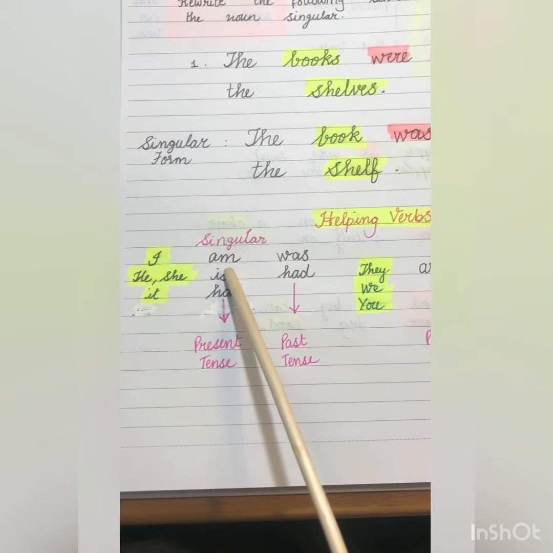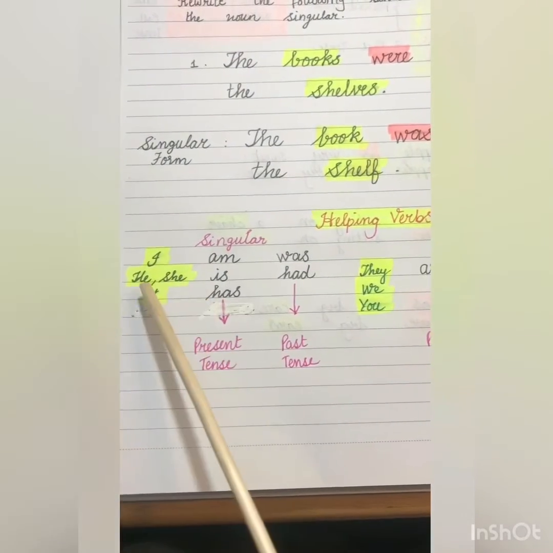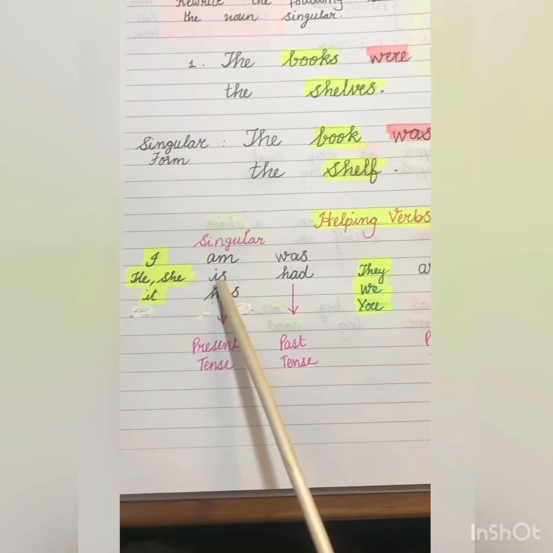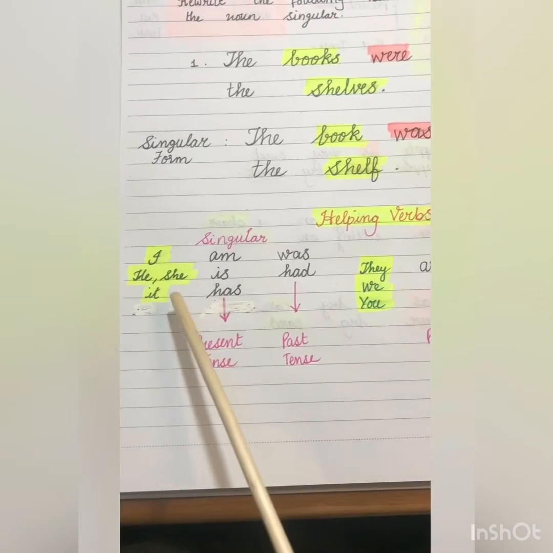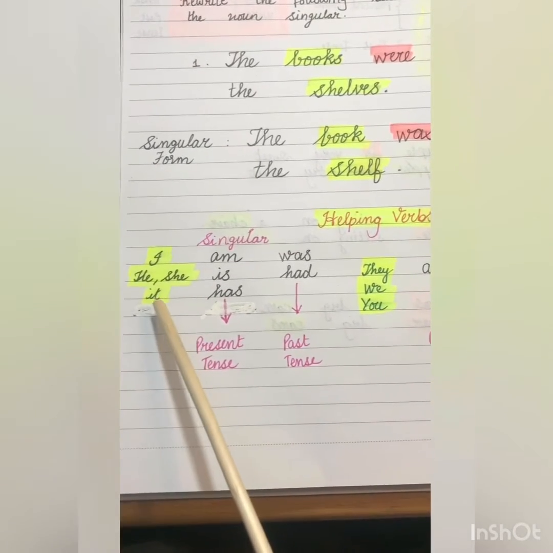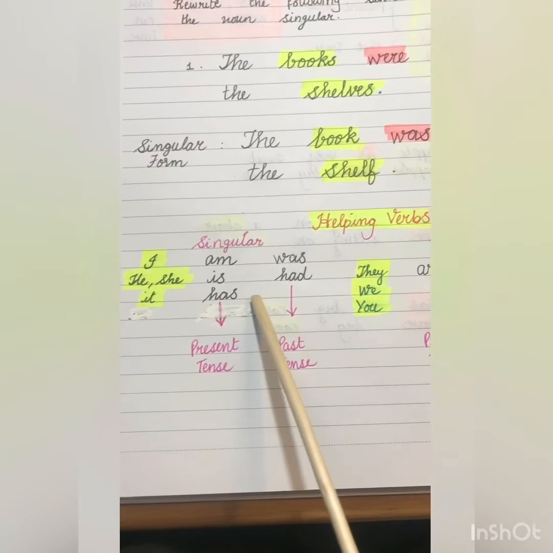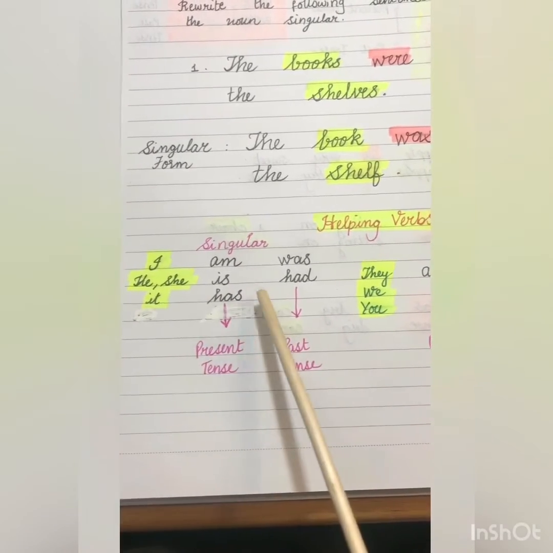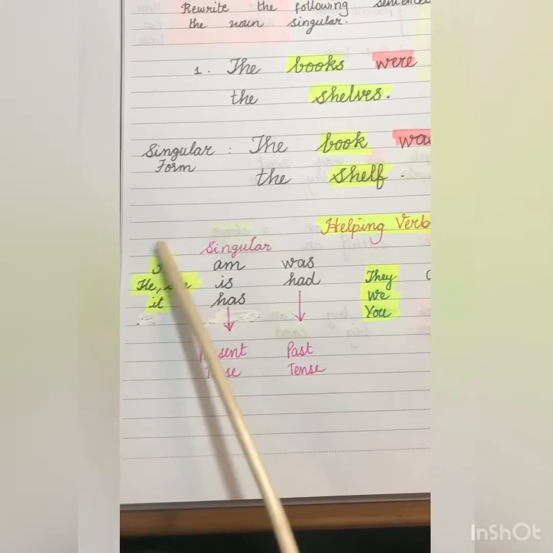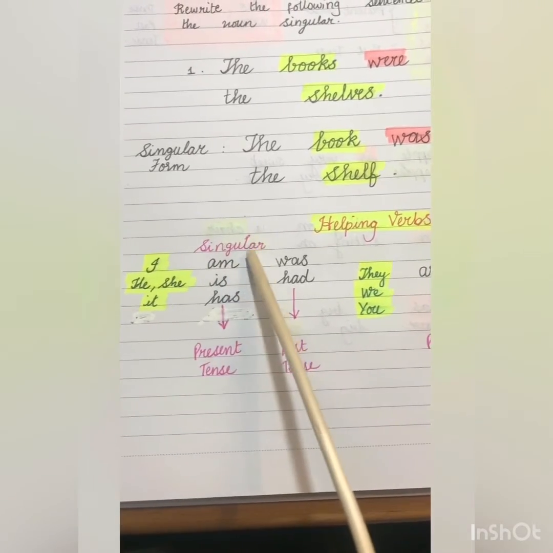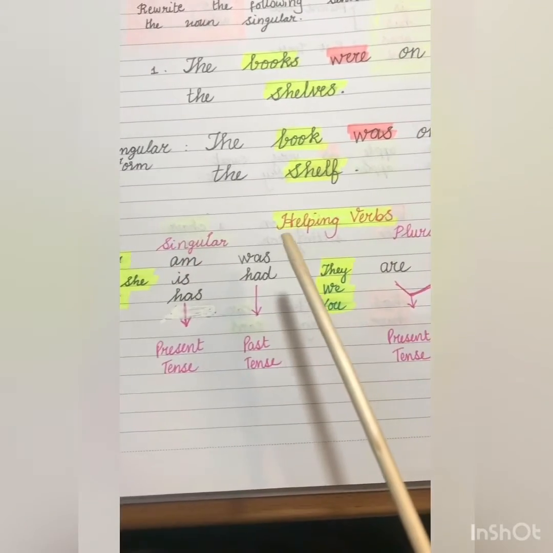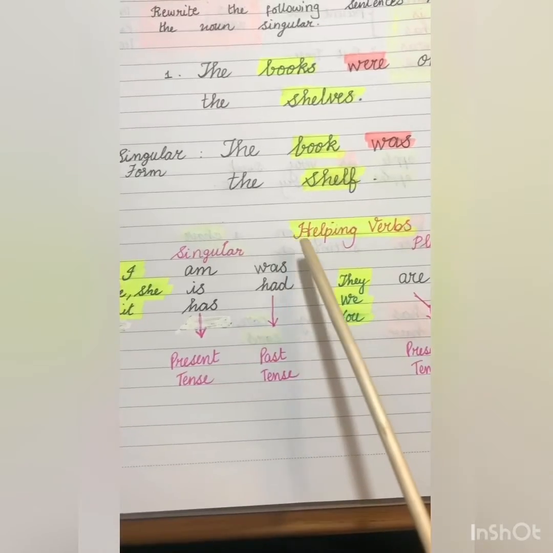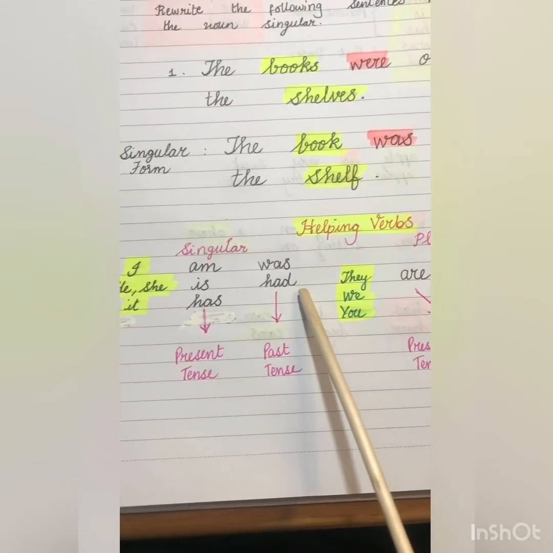I am speaking right now. He is speaking right now. She is reading right now. Or with it. It has a very good mic. It has a lot of colors. So children, with all these singular forms, we use these singular helping verbs when we are talking about present tense. For past tense, we use was and had.